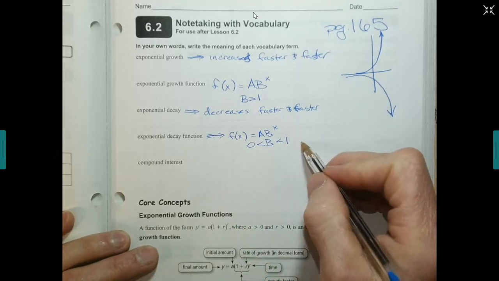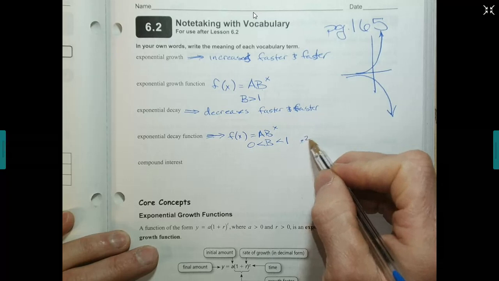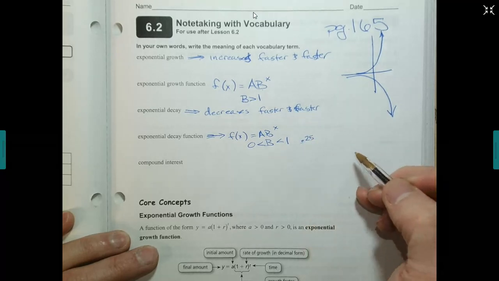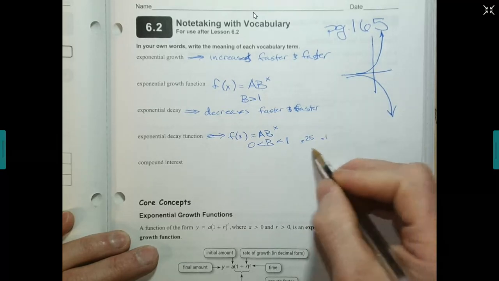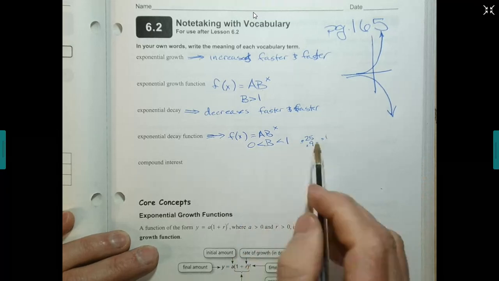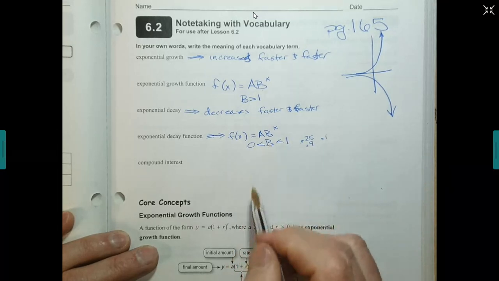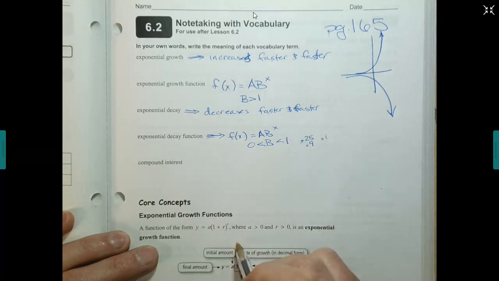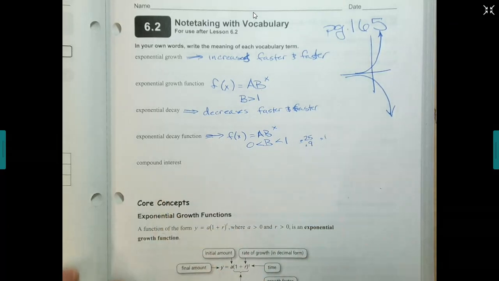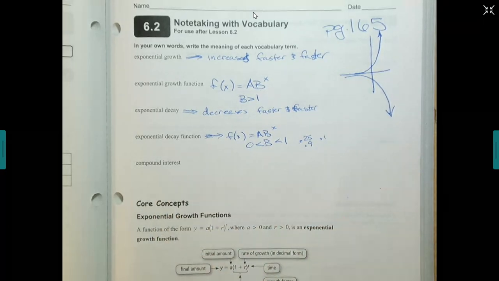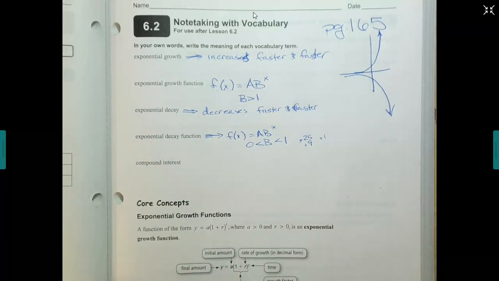So b might be 0.25, might be 0.1, might be 0.9. It's anything between 0 and 1, but you notice it's not a negative number. Okay. Compound interest, we're not going to deal with that for today. We'll deal with that later.